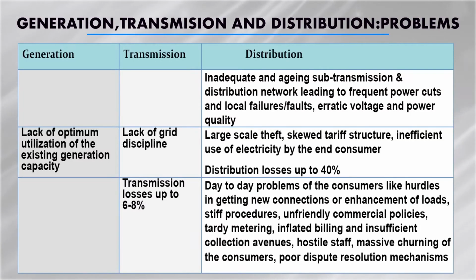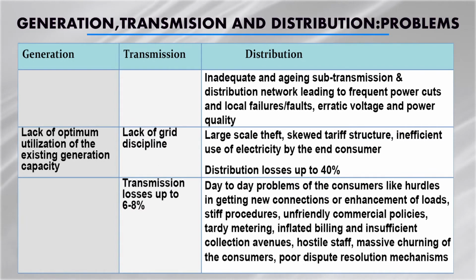So some major problems I am just stating here, with the generation, transmission and distribution system. If we talk about generation, then in some places there can be inadequate power generation capacity, which is one of the problems. Then lack of optimum utilization of existing generation capacity. If the power plant or generation is there but it is not being utilized properly, this is also one of the problems with generation. This may cause huge loss.